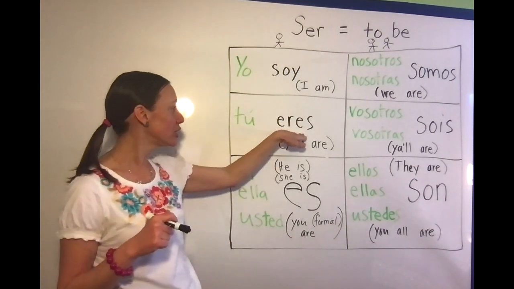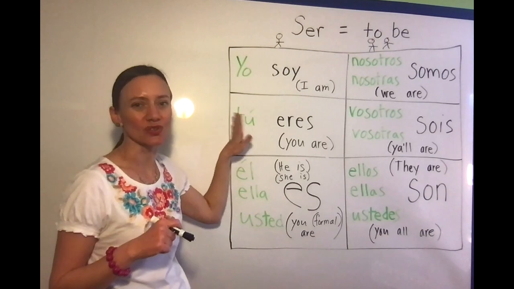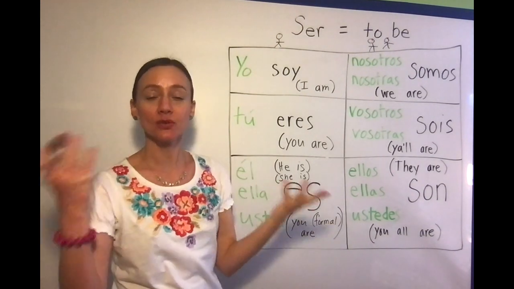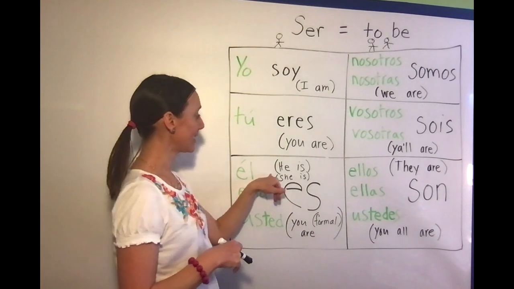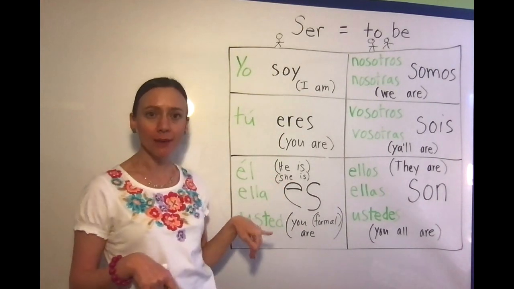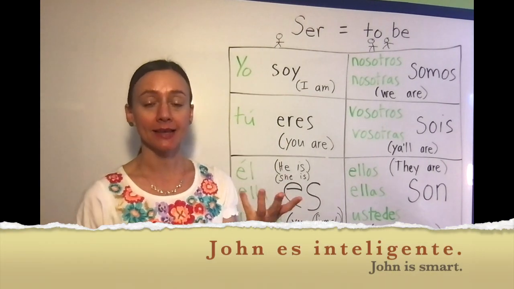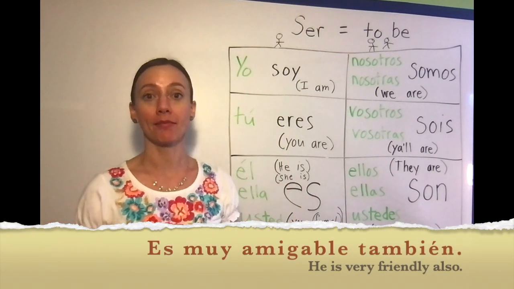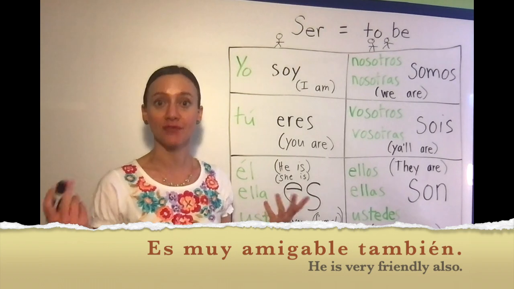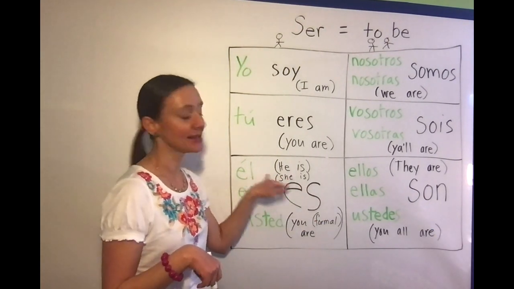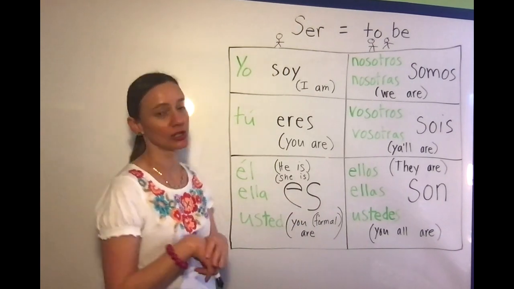Same thing for eres. You automatically know that it's talking about tú, so you don't really even have to use it. When you are using it in conversation and things like that, if we already know who you're talking about, like we already know you're talking about John, John es inteligente, es muy amigable también, he's very friendly also, maybe you don't have to keep repeating it because we already know who you're talking about.